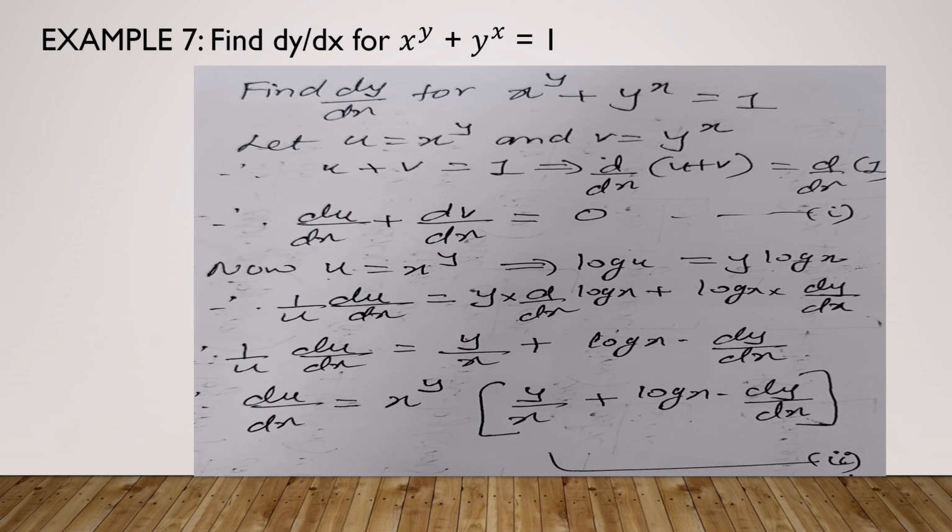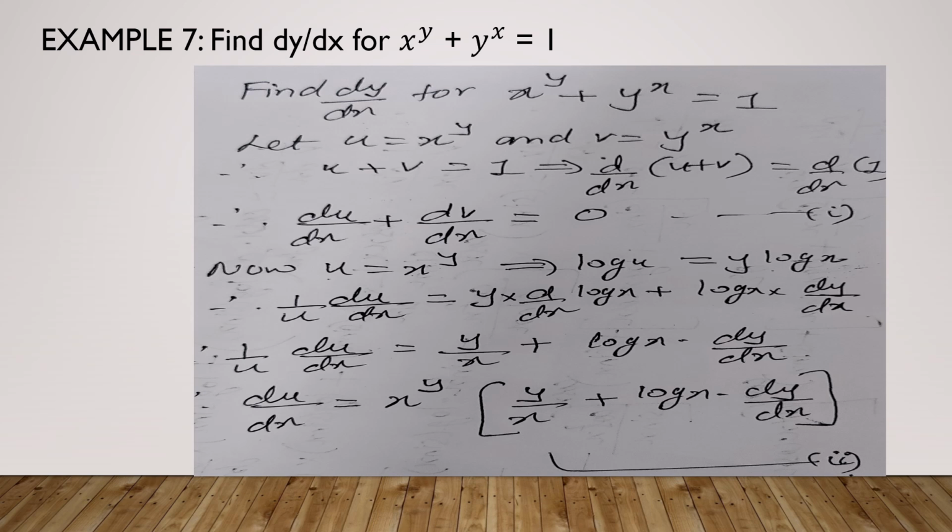Let u be x raised to y. Now whenever you have a function of this kind, raised to some power or exponent, then in that case it is very easy. You have to take log on both sides and then differentiate. So taking log on both sides and applying the simple rules for log, log u is equal to log of x raised to y, which is y into log x.